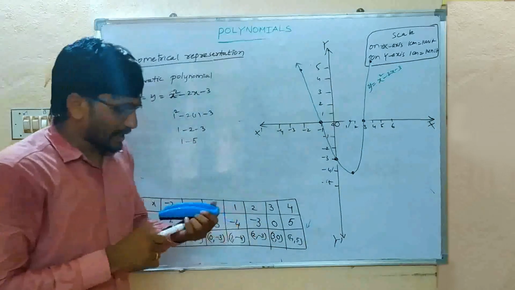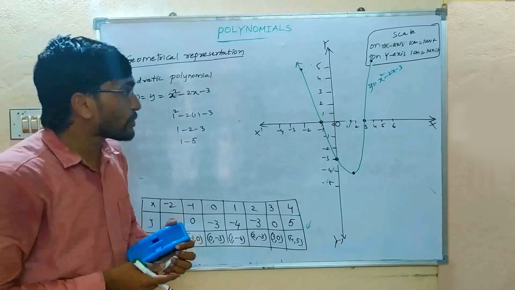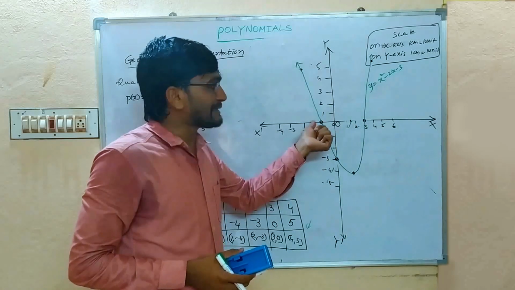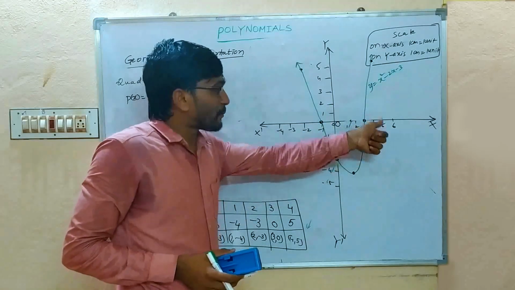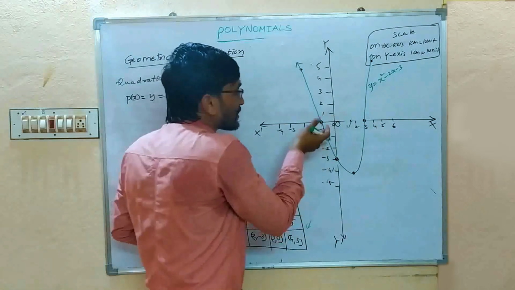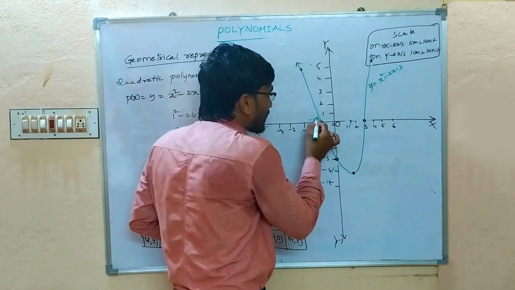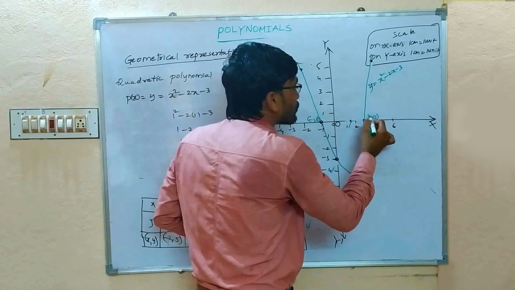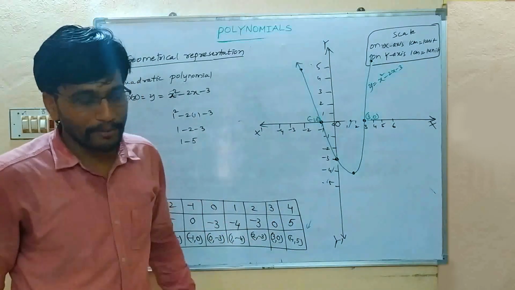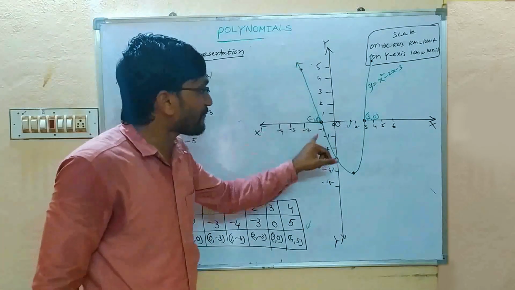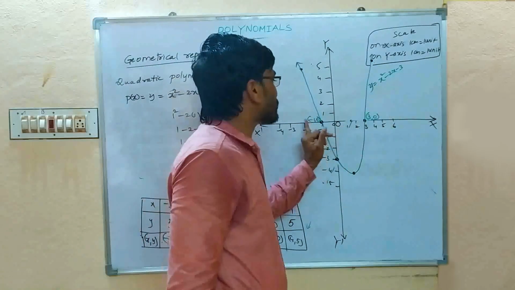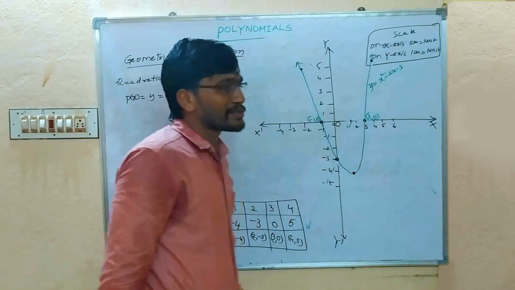So what are the zeros of this polynomial through the graph? Where the graph of the polynomial intersects the x-axis, the x coordinates of those points are nothing but the zeros of the polynomial. Here the graph intersects the x-axis at minus 1 comma 0 and 3 comma 0. So minus 1 and 3 are called the zeros of this polynomial.